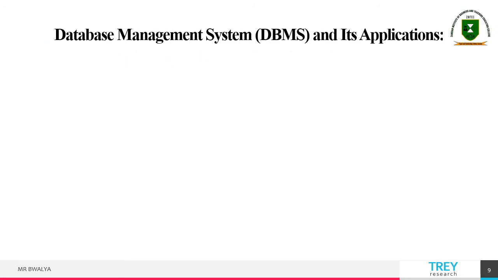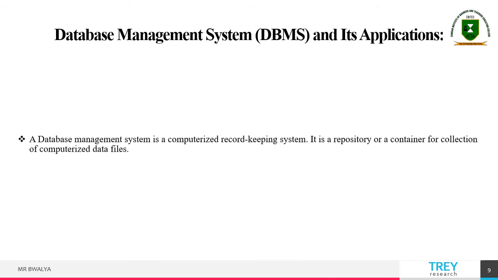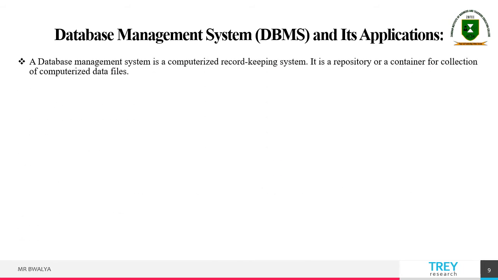Let us now look at the applications of the database management system, where this data can be applied. A database management system is a computerized record keeping system. It is a repository or a container for a collection of computerized data files. So meaning we don't require hard copies. These are files which are computerized, they are in soft copy.